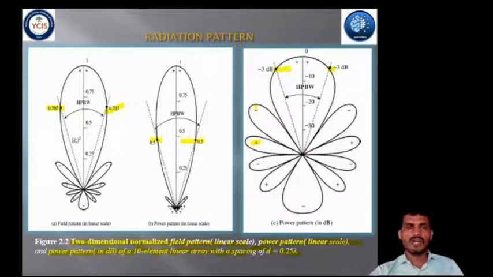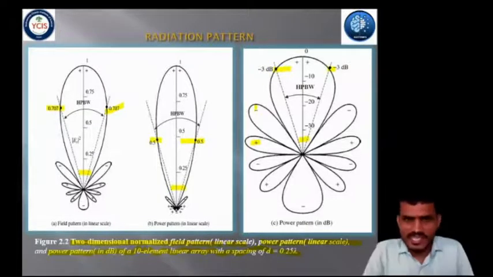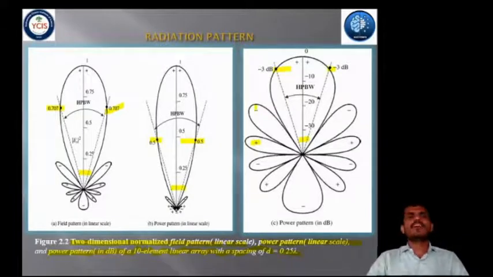Now, all three patterns have the same angular separation between the two half-power points, and this angular separation is 38.64 degrees. This is the angular separation between the two points, and it is nearly equal to 40 degrees. These are the angular separations for the half power.